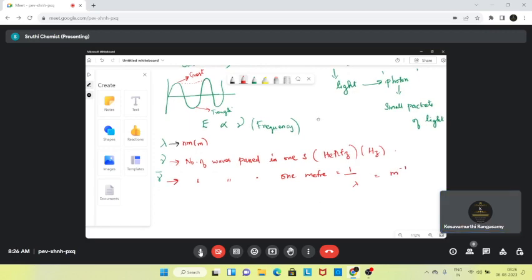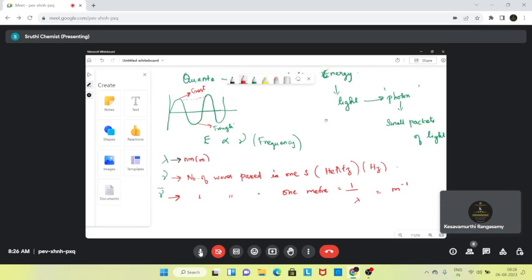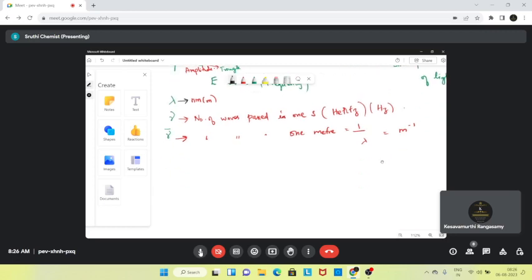Then what is meant by amplitude? What is an amplitude, students? The height of the wave. This region is called amplitude. Amplitude in the sense the height of the wave simply. Okay, so let's come to the energy.